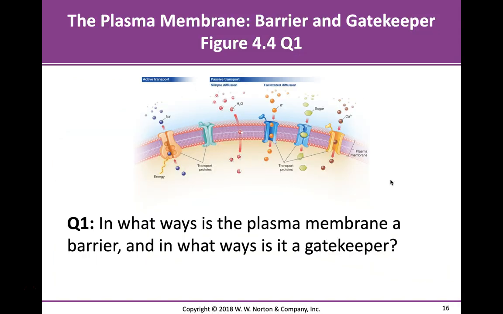Okay. So in what ways is the plasma membrane a barrier, and in what ways is it a gatekeeper? So see, it's a barrier because it's not letting everything come in. Why is it a gatekeeper? Because it allows selective things to pass through, not everything.